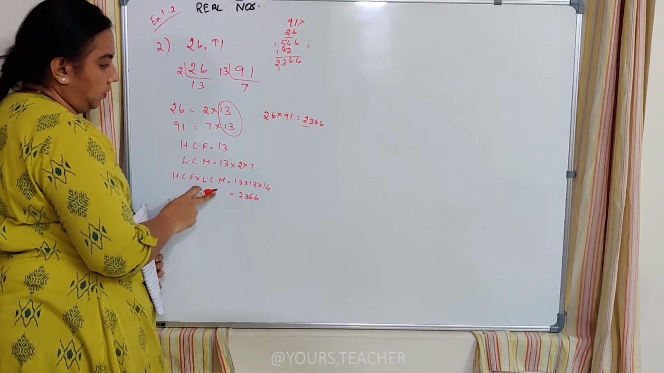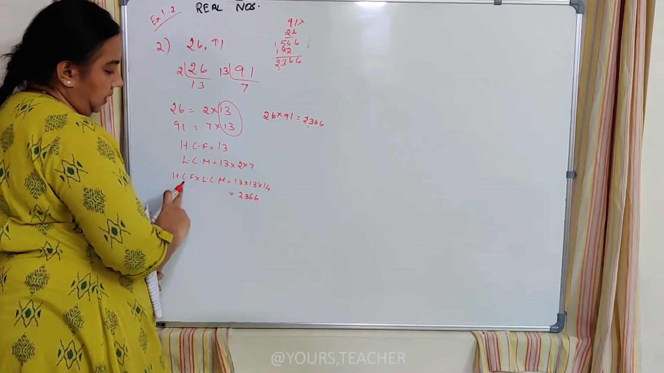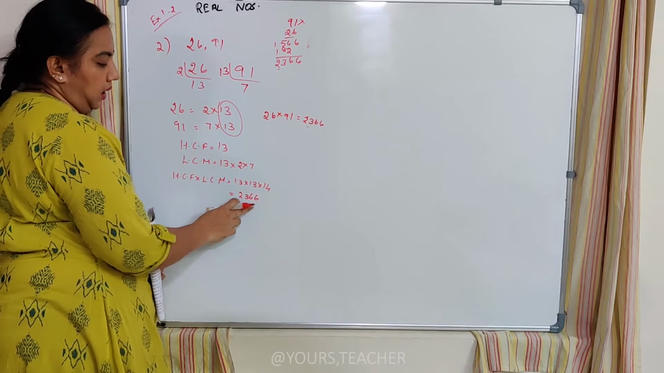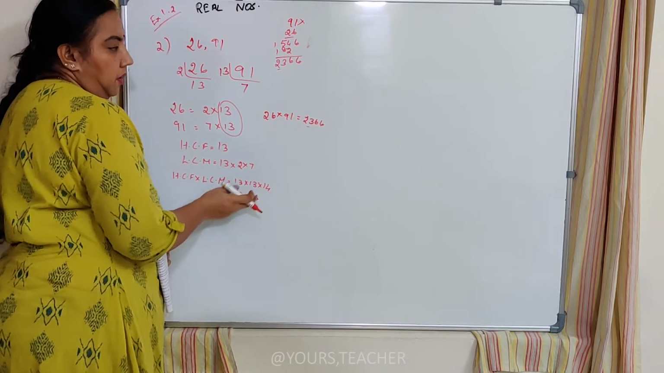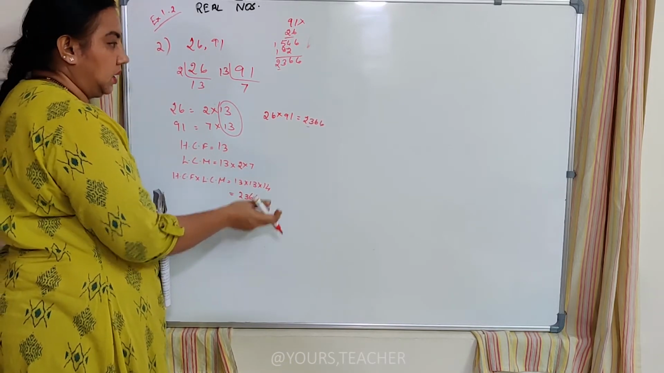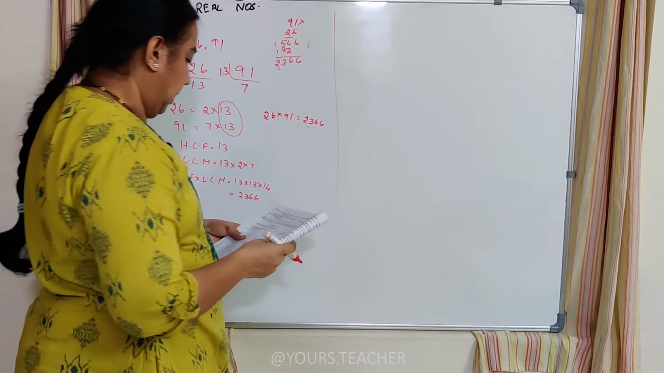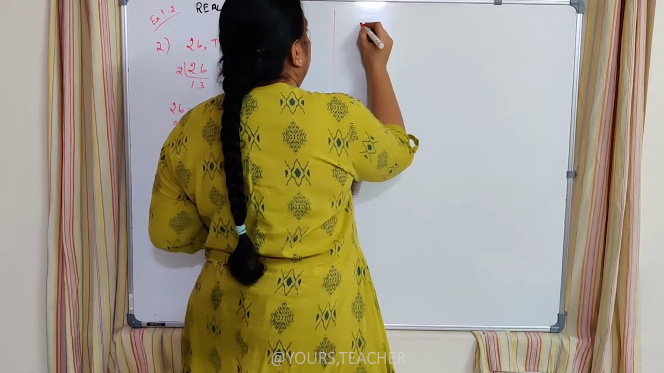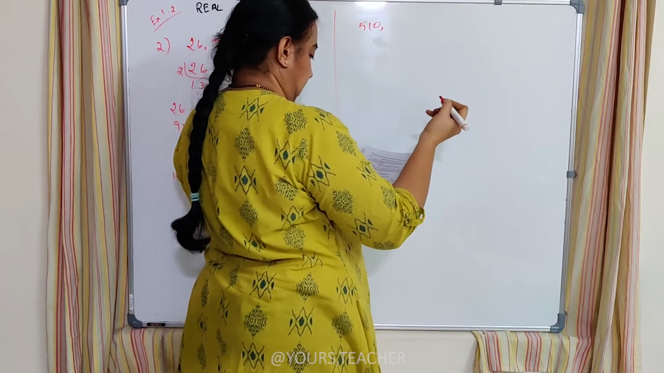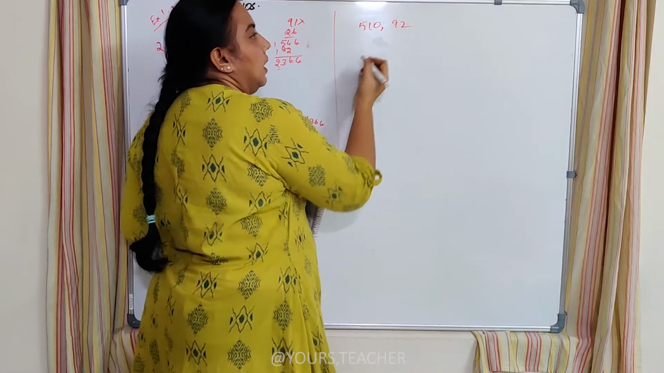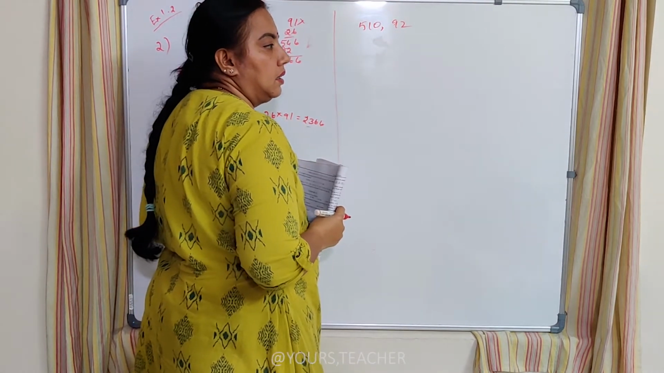So you can be very clear about it. The product of two numbers and the product of their LCM and HCF will always be equal, and you can prove it. We have proved it here as 2366. Okay, going back to the next sum. The question is 510 and 92.